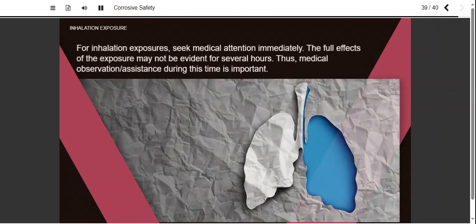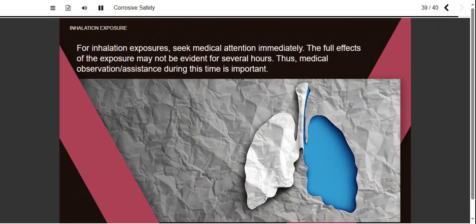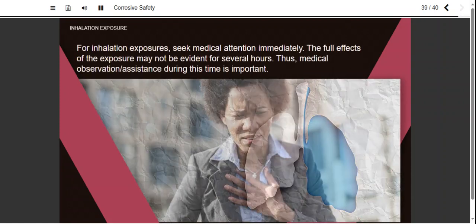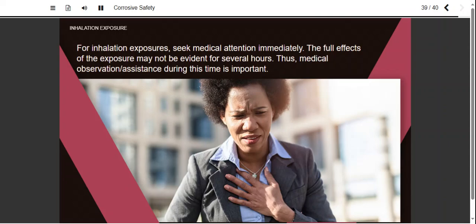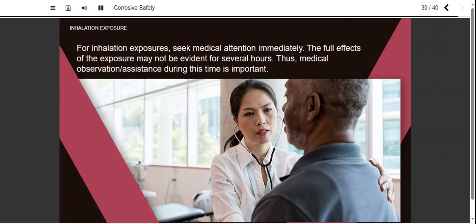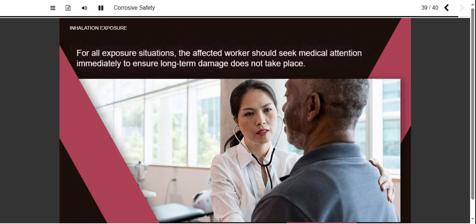For inhalation exposures, medical attention should be sought immediately. The full effects of the exposure may not be evident for several hours. Thus, medical observation and/or assistance during this time is important. For all exposure situations, the affected worker should seek medical attention immediately to ensure long-term damage does not take place.